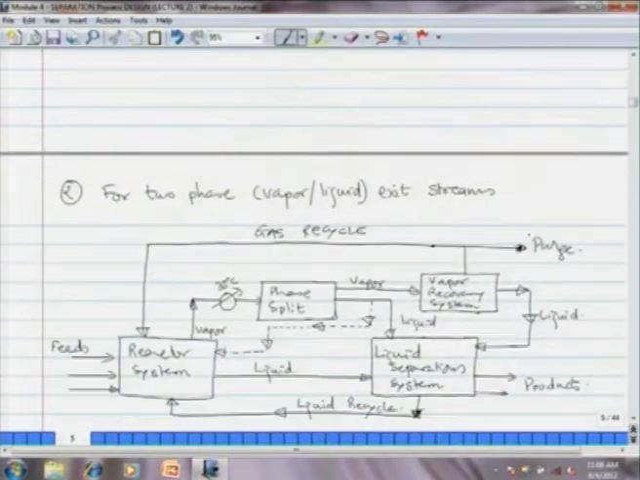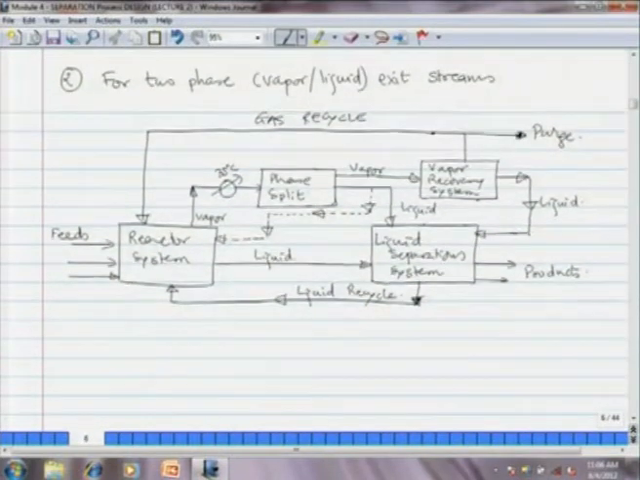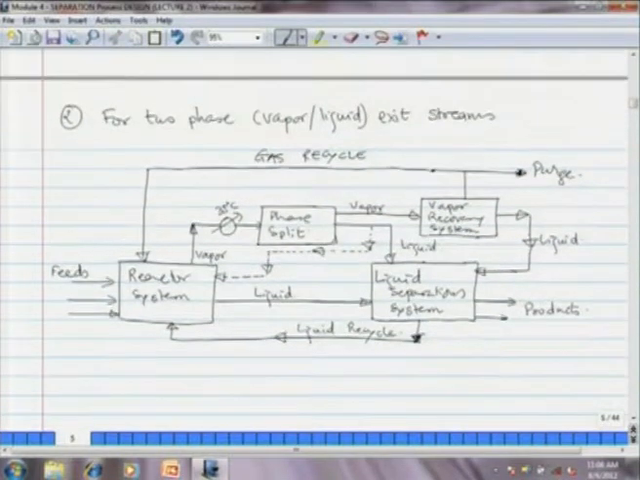Then if we have a two-phase mixture, a vapor-liquid mixture at the reactor exit, then we have the reactor system, and the liquid goes to the liquid separation system. As far as vapor is concerned, you have to cool to about 30-35 degrees, then we have to phase split. Phase split will generate two streams: a liquid stream, which is sent to the liquid separation system as shown, and a vapor stream, which is sent to the vapor recovery system.